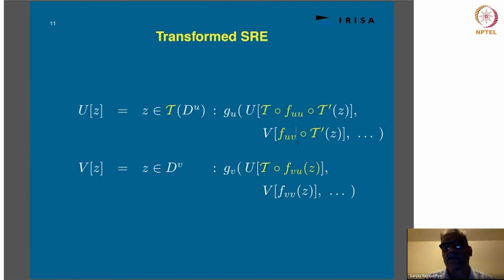And similarly, this is simply the composition of FUV and T prime. I've written T prime, but what I mean is T inverse. And the self-dependence of V on itself has not changed. The cross-dependence of V on U has changed, where you first apply FVU and then you apply T. And you have changed the domain by T of DU. So this system of equations preserves the semantics. Okay?